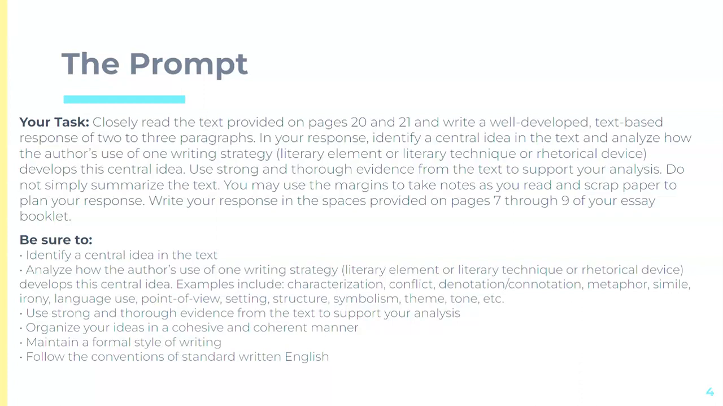Examples of this could include things like characterization, conflict, denotation or connotation, metaphor, simile, irony, language use, point of view, setting, structure, symbolism, theme, tone, really anything that would fit in terms of a literary device or technique. Make sure that you're using strong and thorough evidence from the text to support your analysis. Organize your ideas in a cohesive and coherent manner. Maintain a formal style of writing and follow the conventions of standard written English.